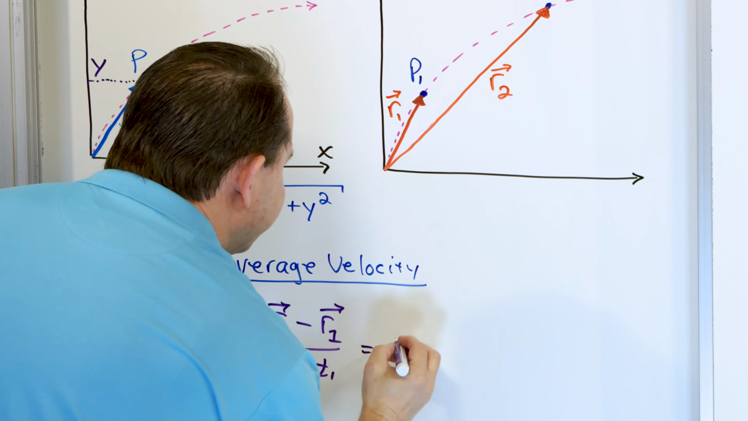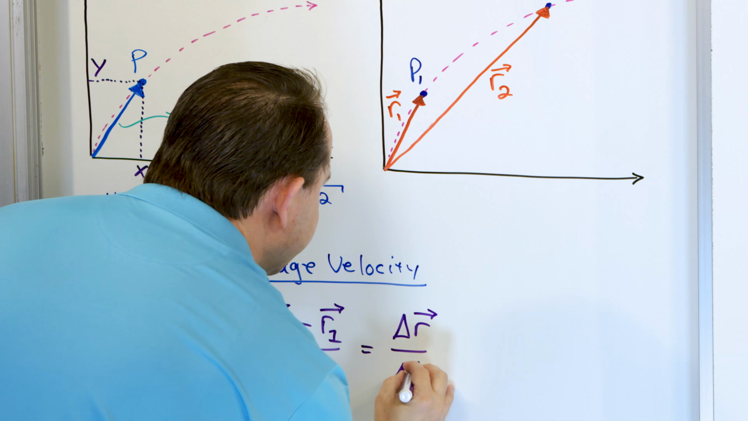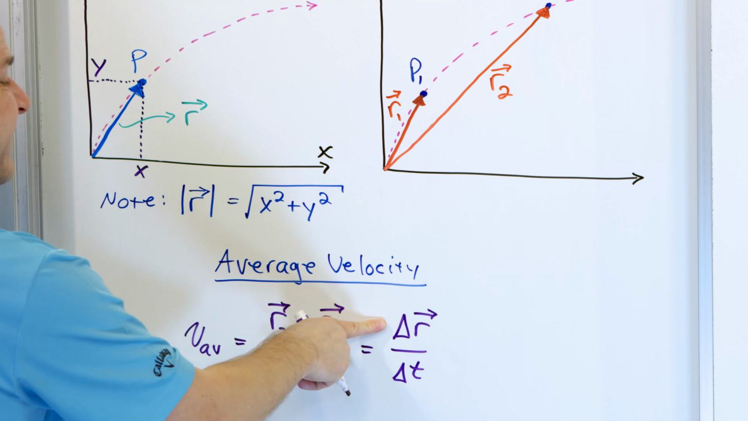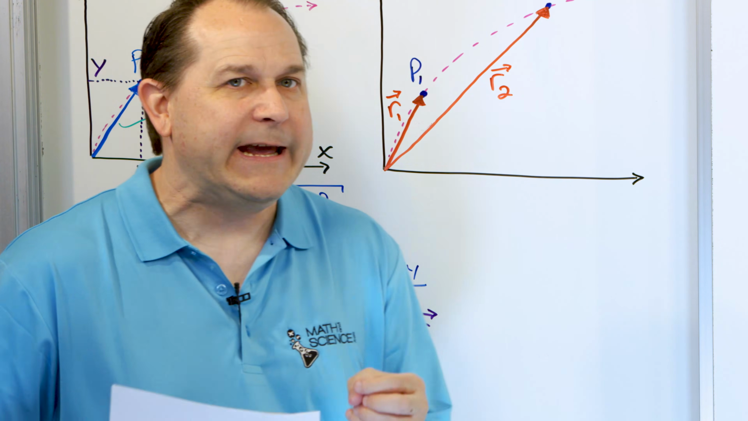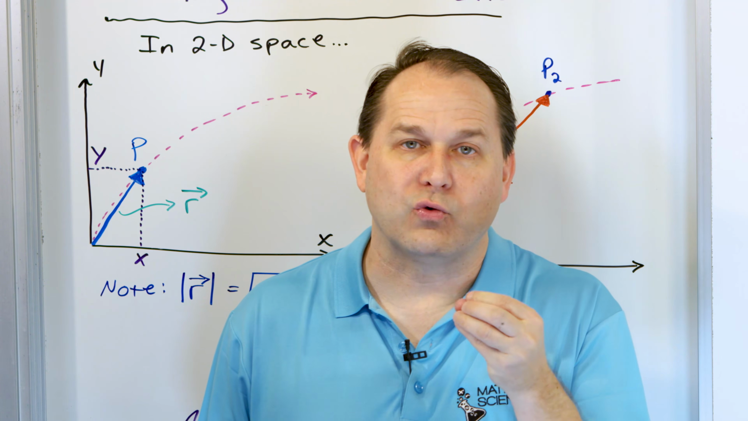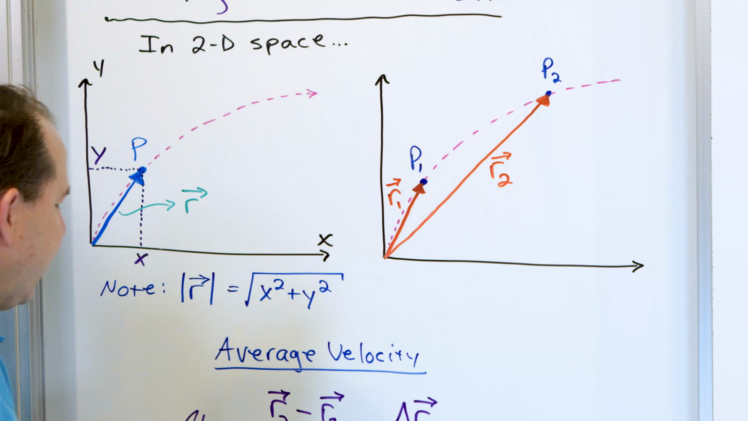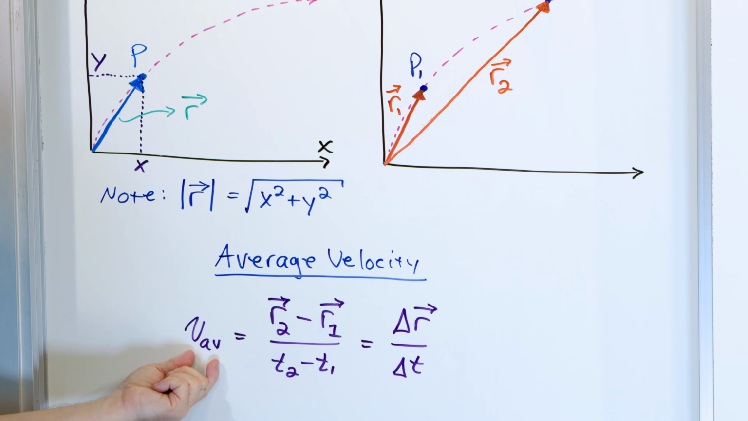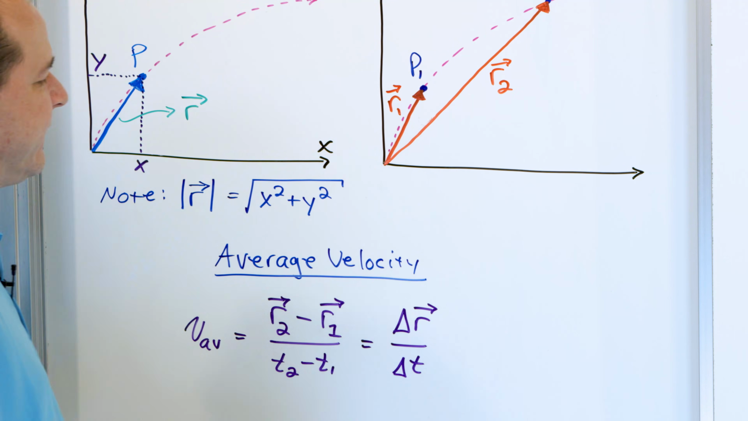So the way we write it in shorthand form is we say this is delta r over delta t. This is the change in the position divided by the change in the time. So you're going to hear me say over and over again through this lesson, rate of change, rate of change, rate of change. What this is saying is the average velocity between 2 points in space is the rate of change of the position with respect to time.